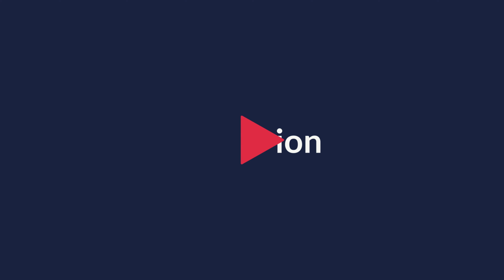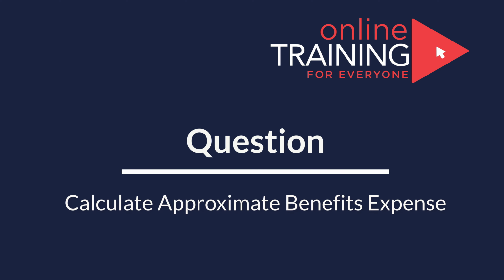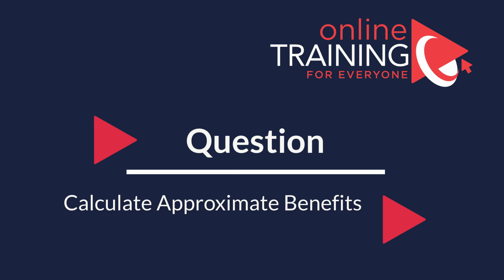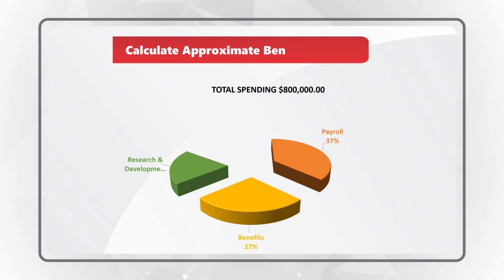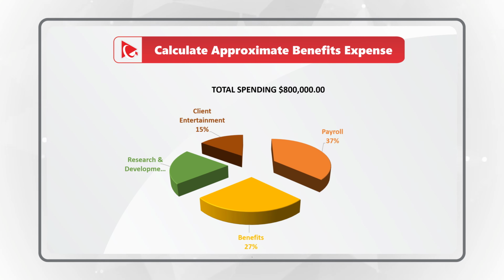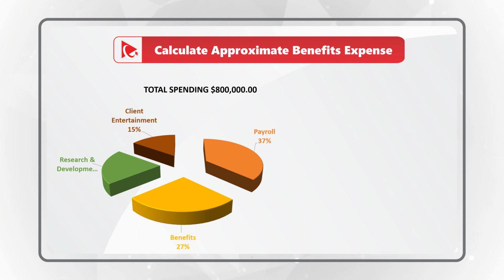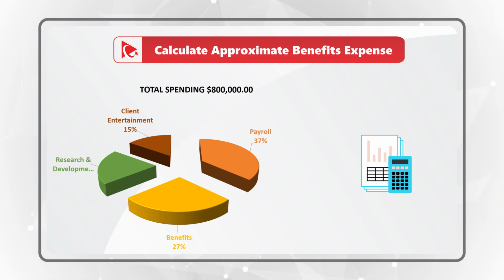And now, here's the question for you to try. You're presented with total company spending, which is equal $800,000, and you need to calculate an approximate benefits expense. In addition to benefits on the chart, you also see payroll, research and development, as well as client entertainment amounts.